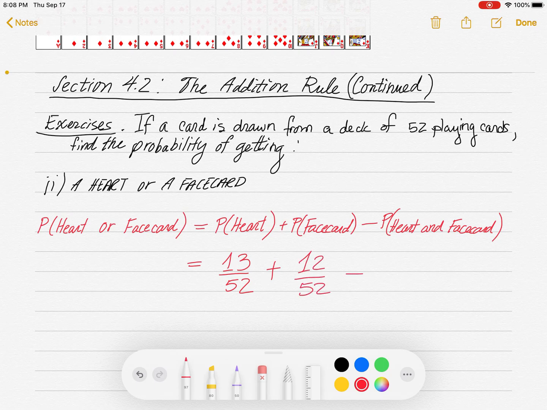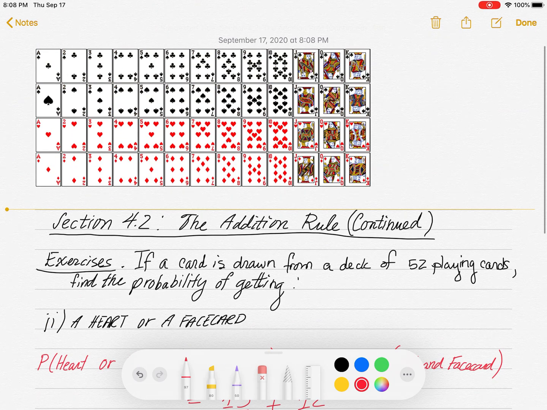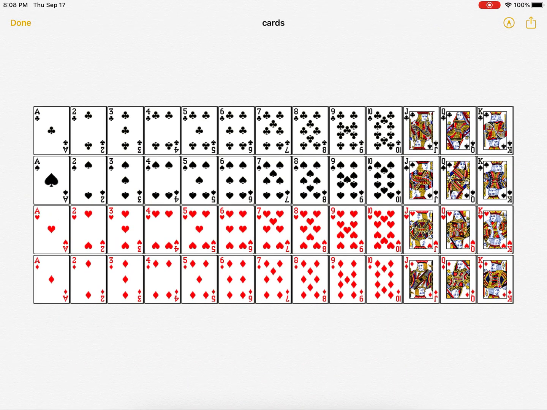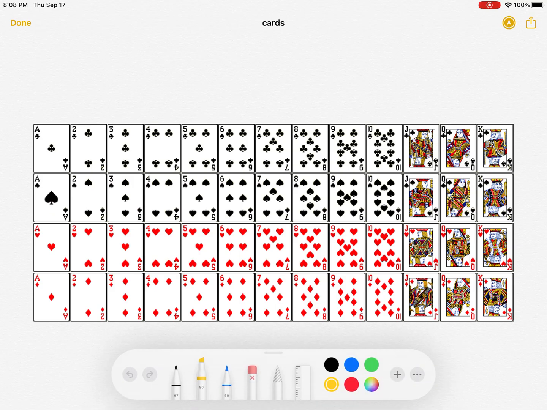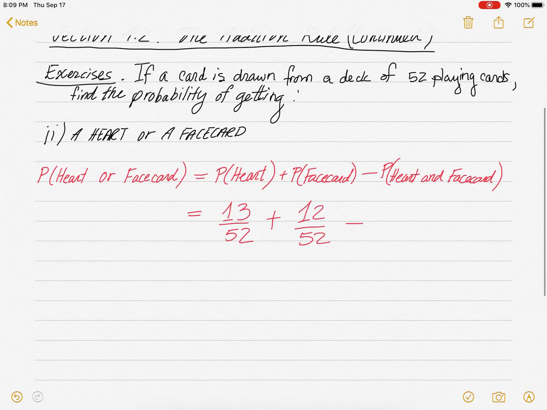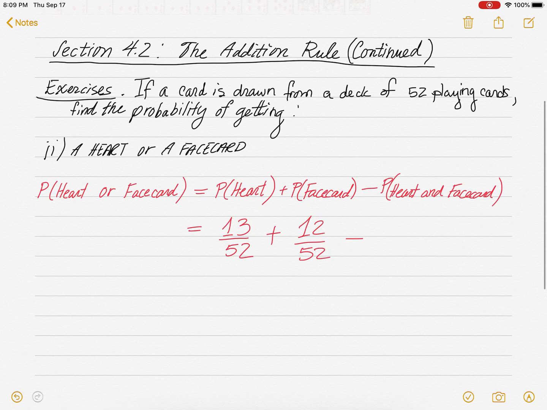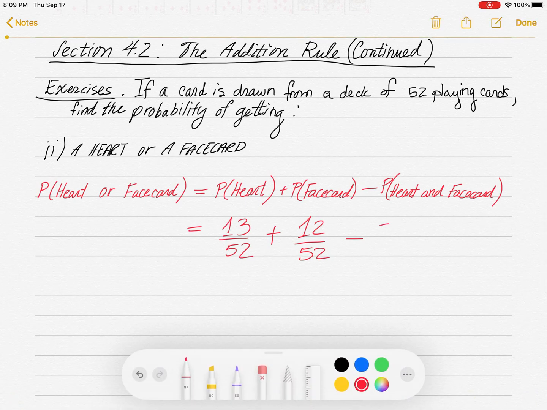Then minus, okay, we want to find the probability of getting a heart and a face card, so let's count up those cards that are both hearts and face cards at the same time. It'd be just these 3 right here, right? They're hearts and they're face cards at the same time. So it's 3 out of 52. 3 cards that are hearts and face cards out of a total of 52 cards.